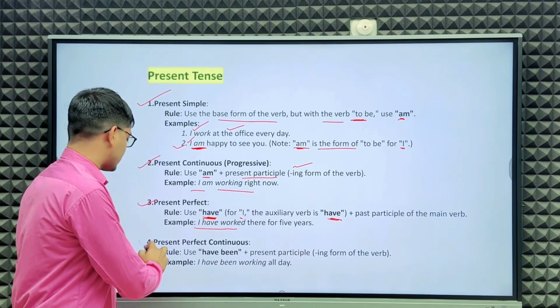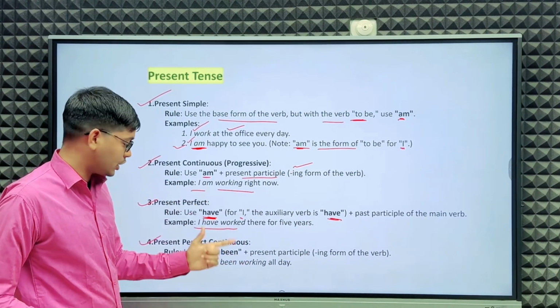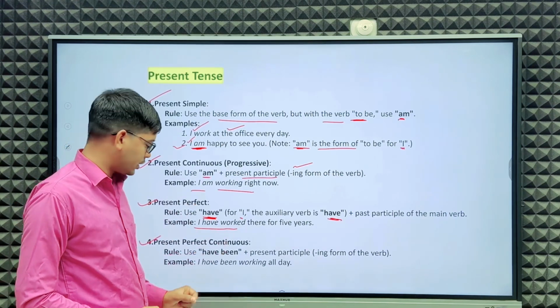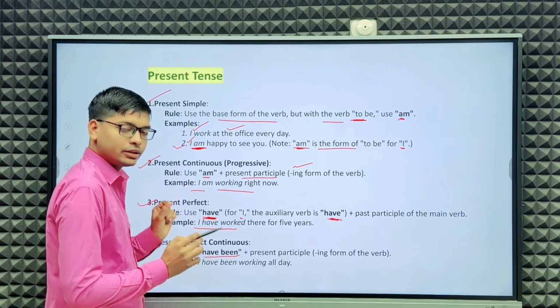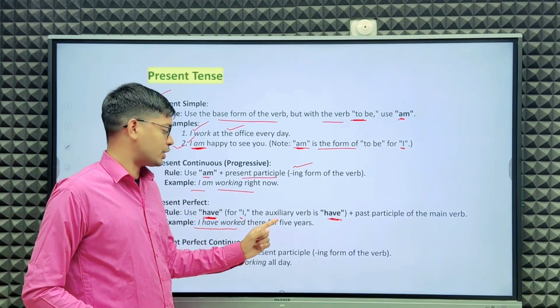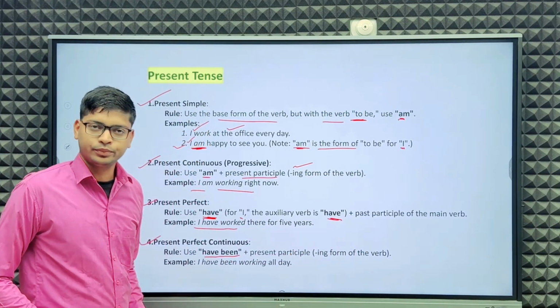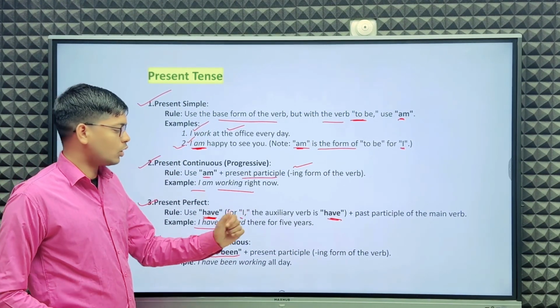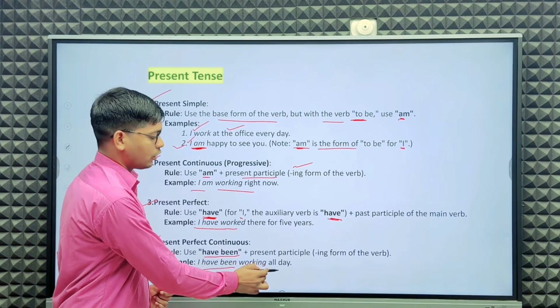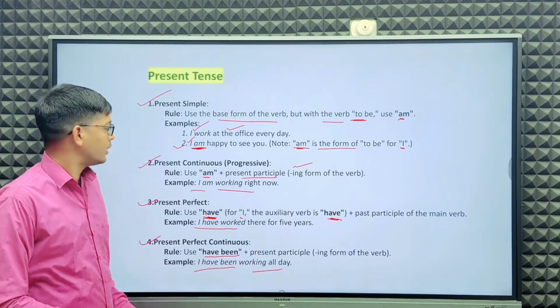Next, present perfect continuous tense: use "have been" with "I", plus the present participle, the -ing form of the verb. So, I have been working all day. That's it.